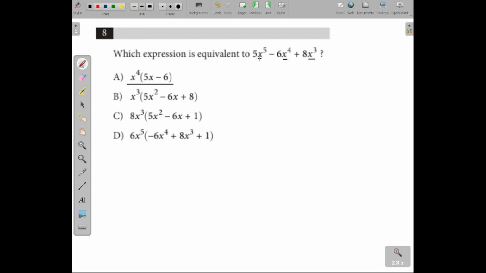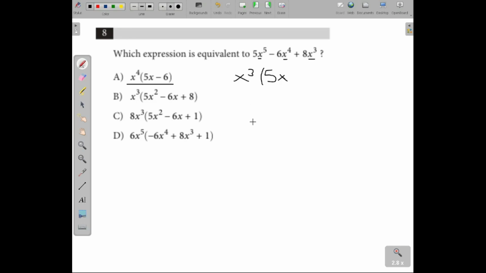And what do these x have in common? All of them have x cubed. We get the lowest exponent of the variable because that's what all of them have. So x cubed will multiply all the terms. 5 times 6.